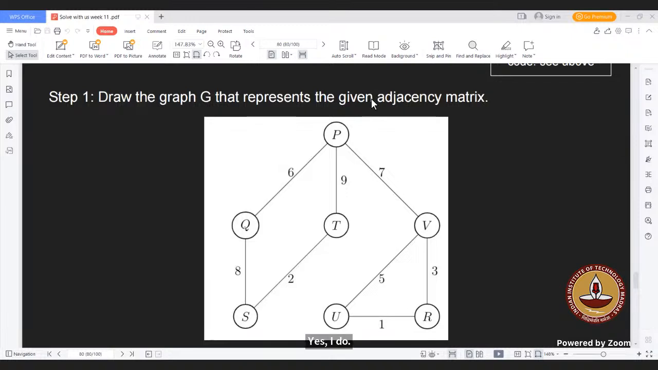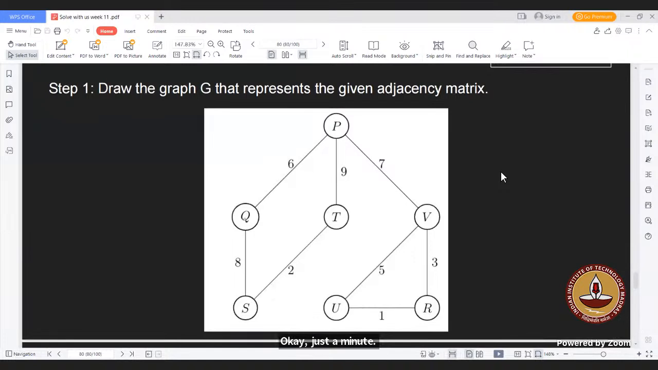Can we discuss the answer now? Yes, sir. First we have to arrange this in minimum weight, right? So it will be 1, 2, 3, 5, 6, 7, 8, and 9. First we'll add the least one, which is RU. Then ST will be added. After ST, which one will be added? RV.